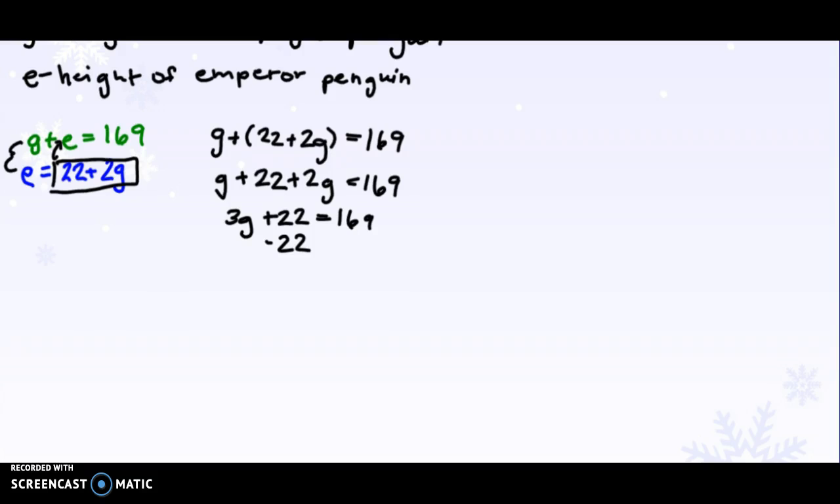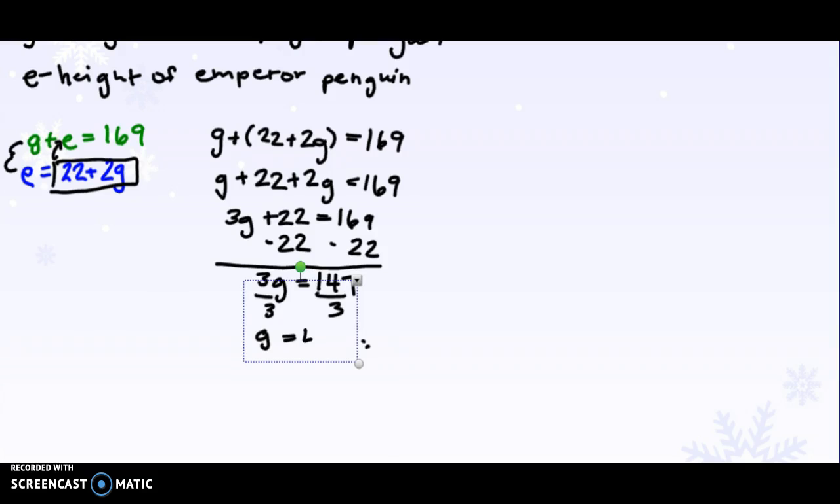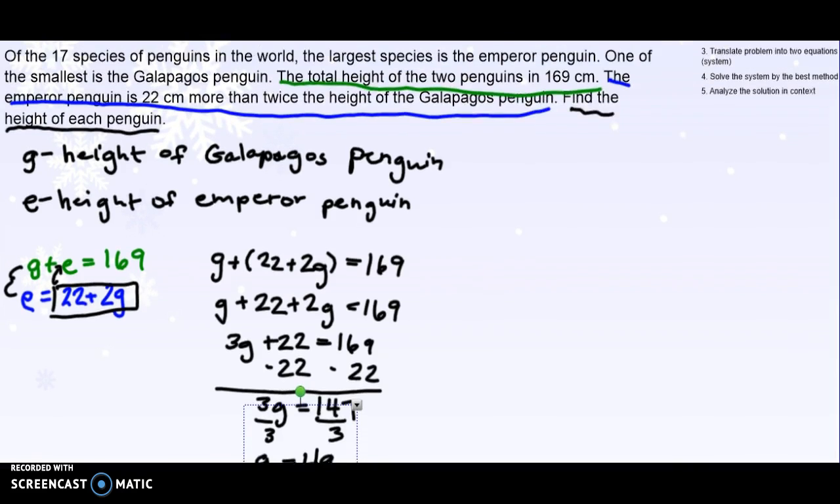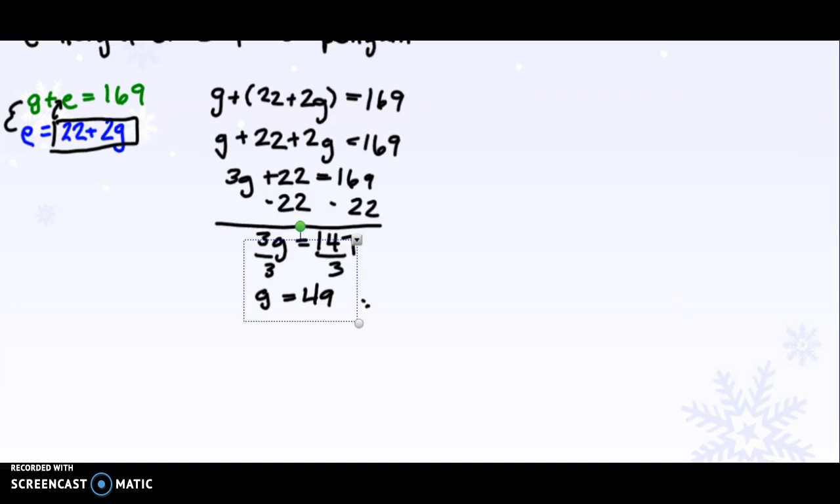If I subtract 22 from both sides, I have 3g equals 147. I next need to divide both sides by 3, and I get g equals 49. So that 49 described the height of our Galapagos penguin, and if we go back to our problem, these are all in centimeters. So I'm going to know the height of my Galapagos penguin is 49 centimeters.